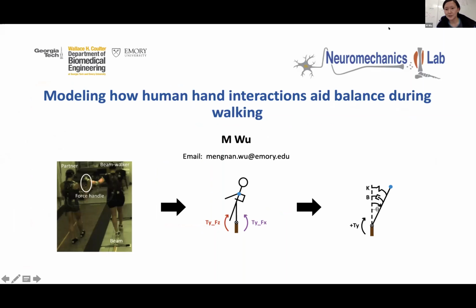Today I'm talking about a section from a paper that's published last year, focusing on modeling how human hand interactions aid balance during walking. I'm a grad student at Georgia Tech and Emory University. My advisor is Nina Ting.